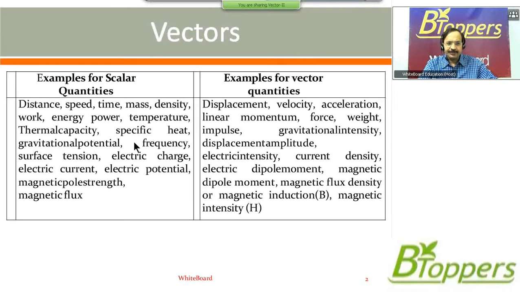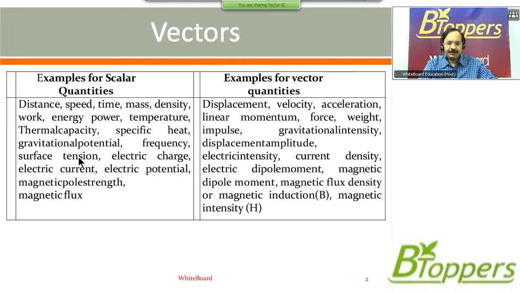Specific heat is a scalar quantity. Gravitational potential is a scalar. In general, any potential is scalar. Electric potential is a scalar. Magnetic potential is scalar. Any potential is a scalar.